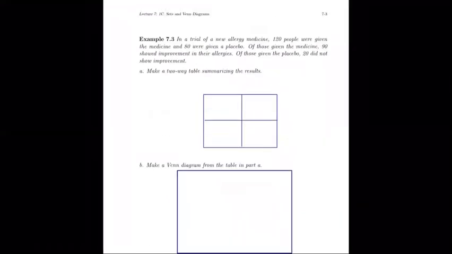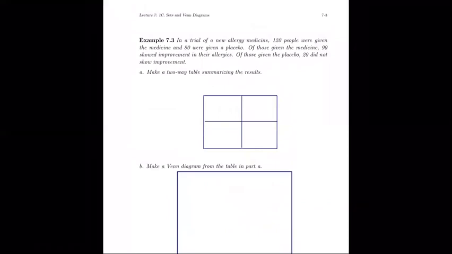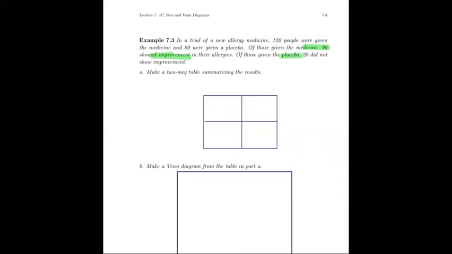A last set for Venn diagrams is to categorize counts of things, people or otherwise. So in a trial of a new allergy medicine, 120 people were given the medicine and 80 were given placebo. So of those given the medicine, 90 showed improvement, and of those who were given the placebo, 20 did not show improvement. So we've got sort of a mix of things going on here.